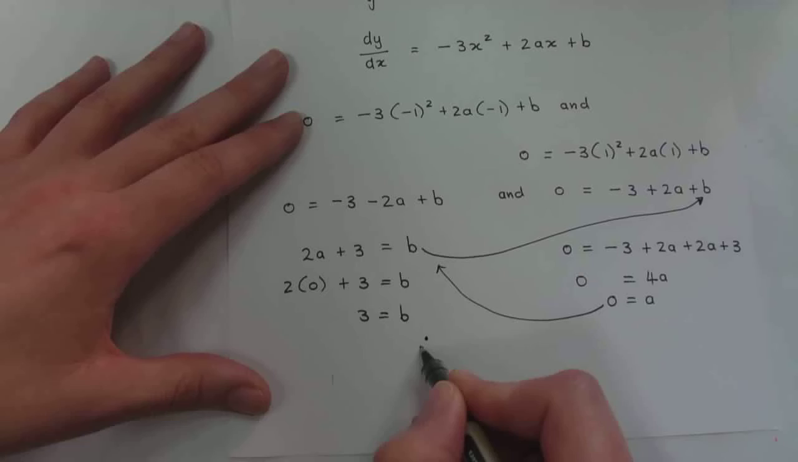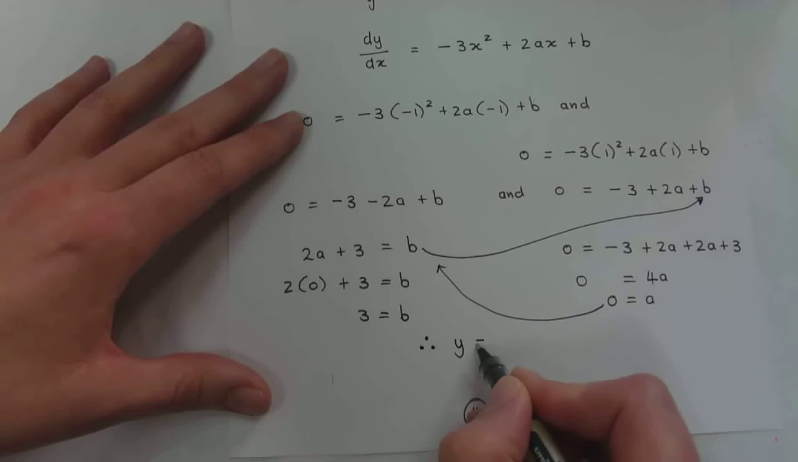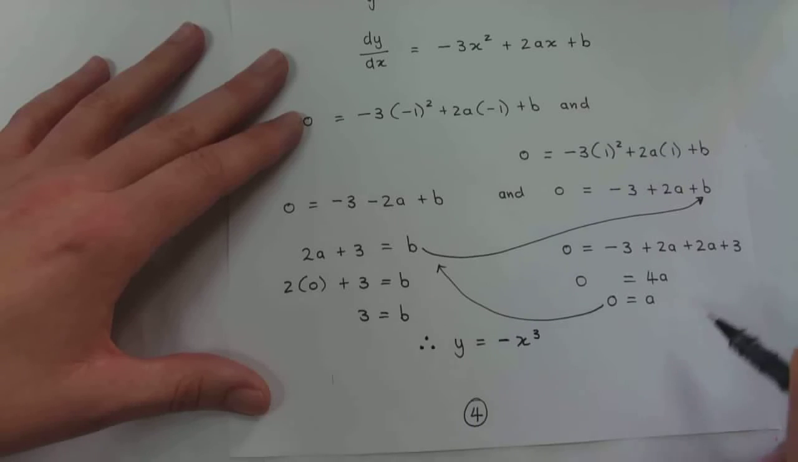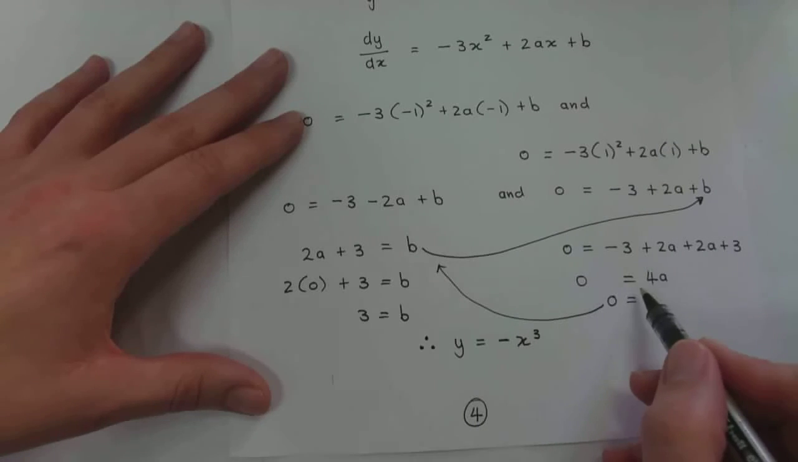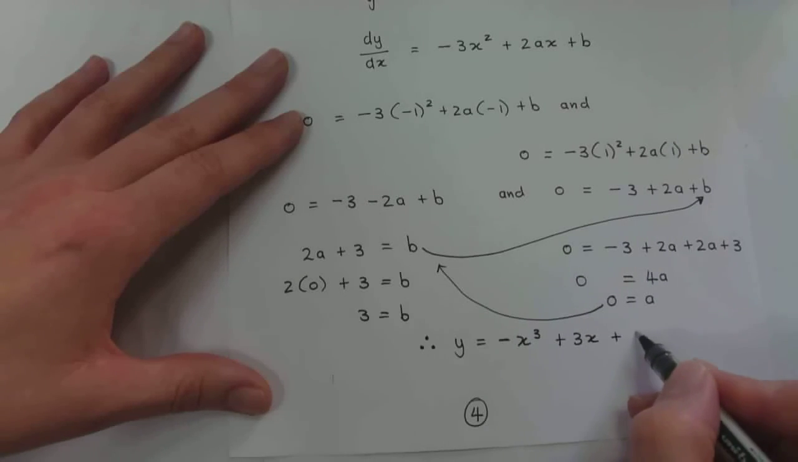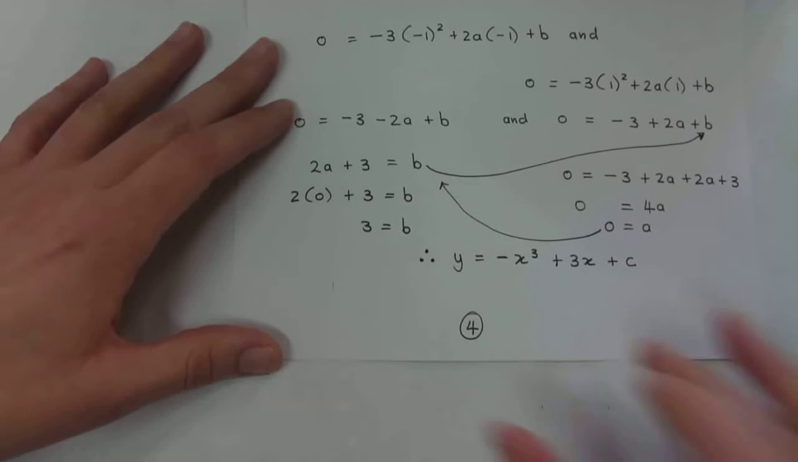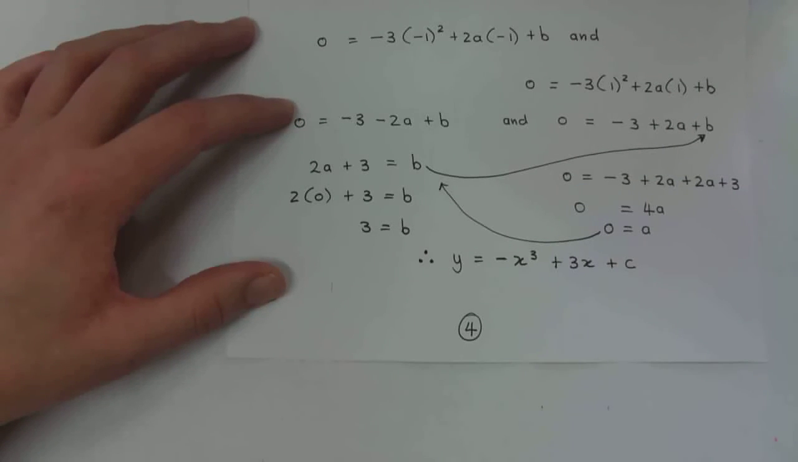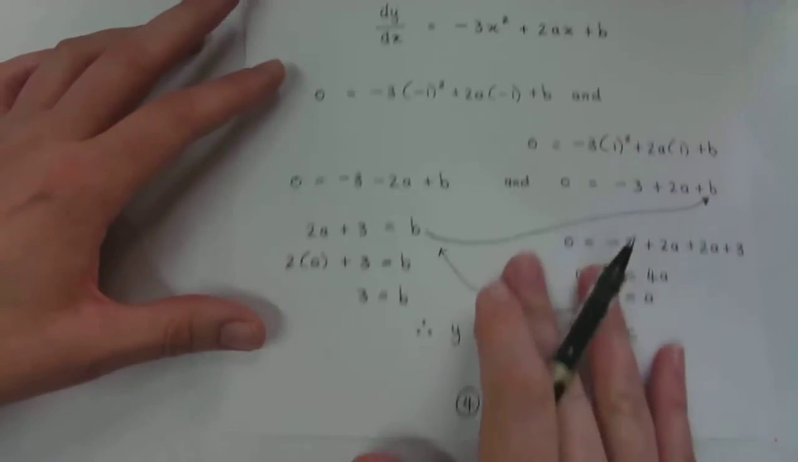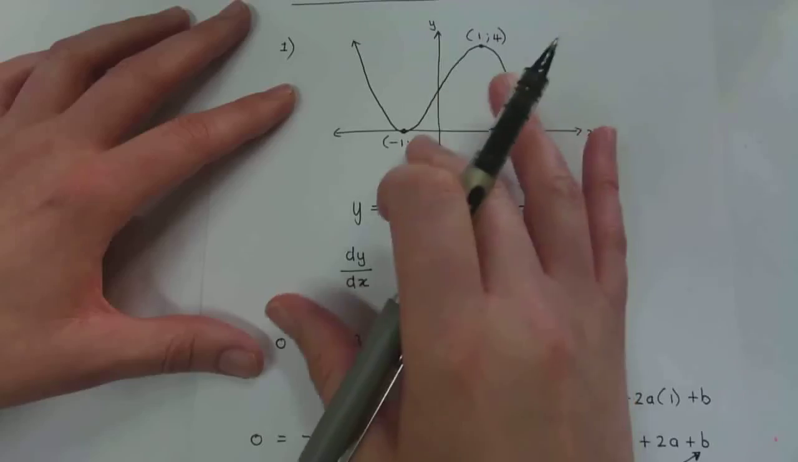So I'm going to say, therefore, currently, y is equal to x minus x cubed, as was given, now plus ax squared, but because a is 0, I do not write the x squared. Then plus 3 times x, because that's my b value, plus c. So you'll notice I just have that one missing value. Now in order to find that one missing value, I'm going to substitute any of the 2 points. So any of these 2 turning points in there.